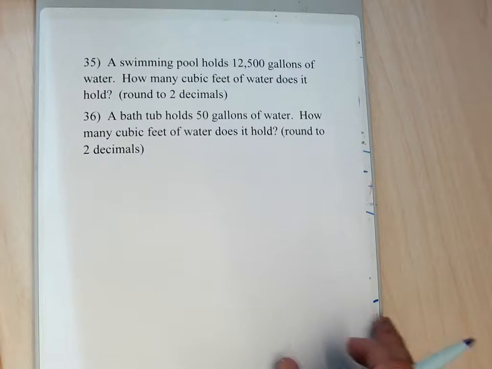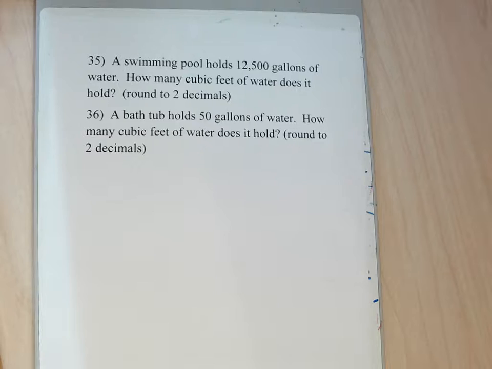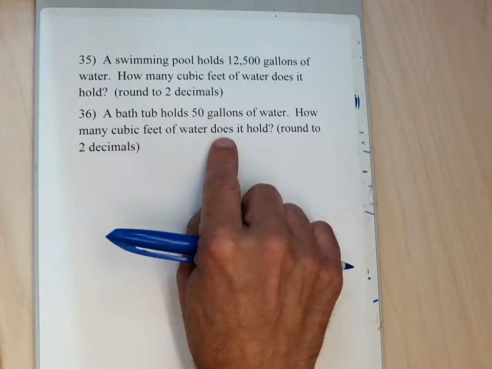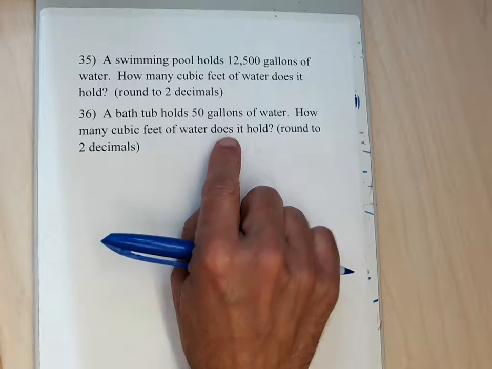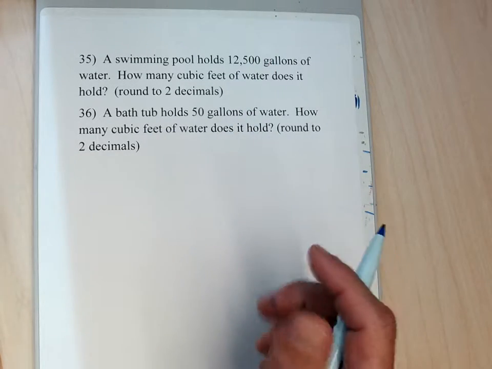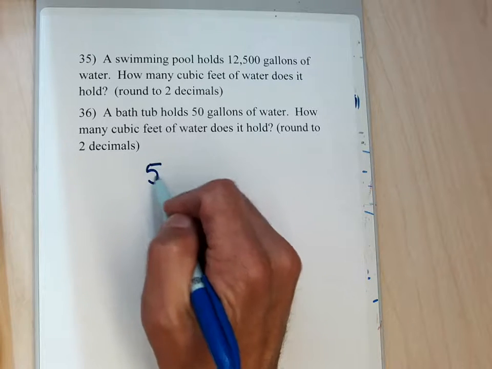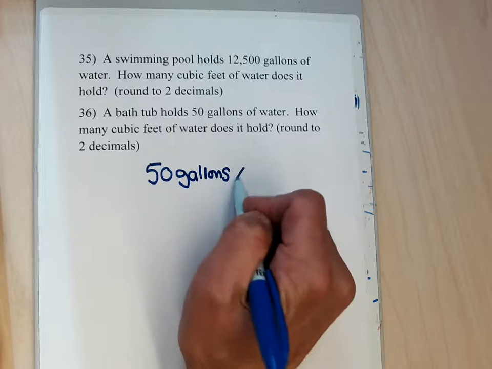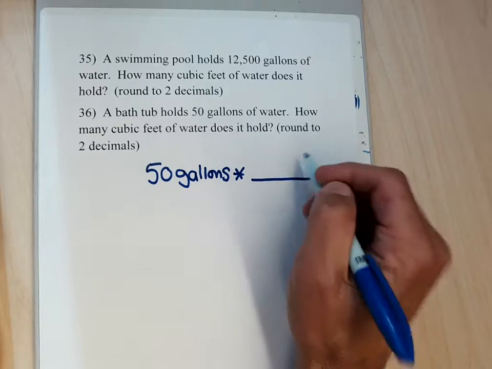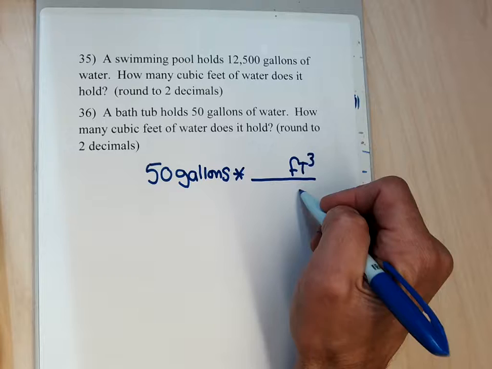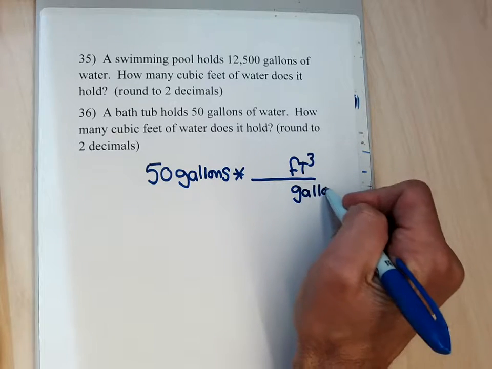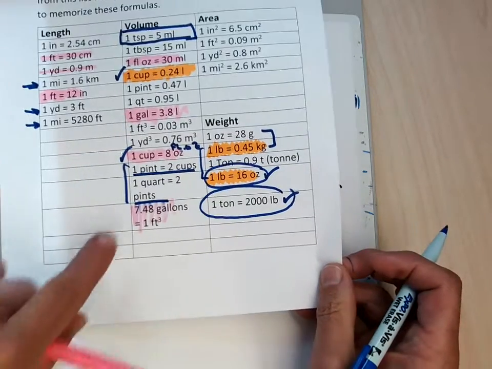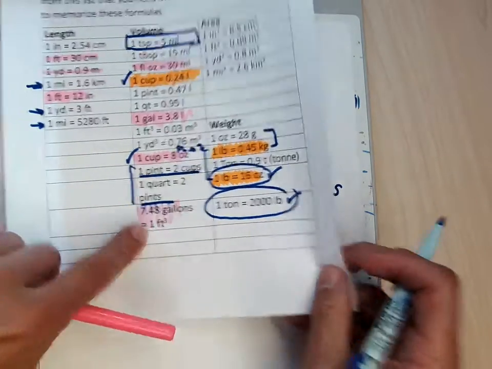Both of our problems 35 and 36 are asking us essentially to do the same thing. My problem 36, a bathtub has 50 gallons of water. How many cubic feet of water does it hold? And yours is similar. For each one of our problems, we need to change from gallons into cubic feet. The best way to do that is to find one relationship between gallons and cubic feet. If you can find the relationship between gallons and cubic feet, you can do this with one fraction, and we have that 7.48 gallons is 1 cubic feet.